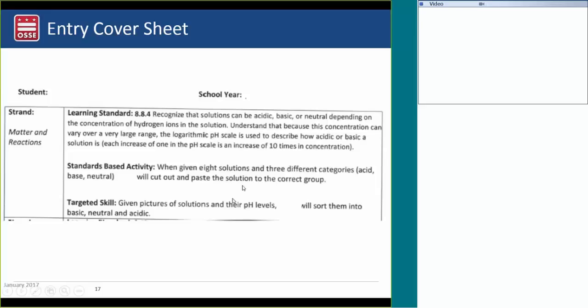Standards-based activity, here's how the student is going to demonstrate what he knows and can do. Given eight solutions in three different categories, acid, base, and neutral, the student will cut out and paste the solution to the correct group. Okay, that's how they're going to do the task. And here is the task. Given pictures of solutions and their pH levels, student will sort them into basic, neutral, and acidic. What might be present in the entry points documents would be: sort solutions into basic, neutral, and acidic.